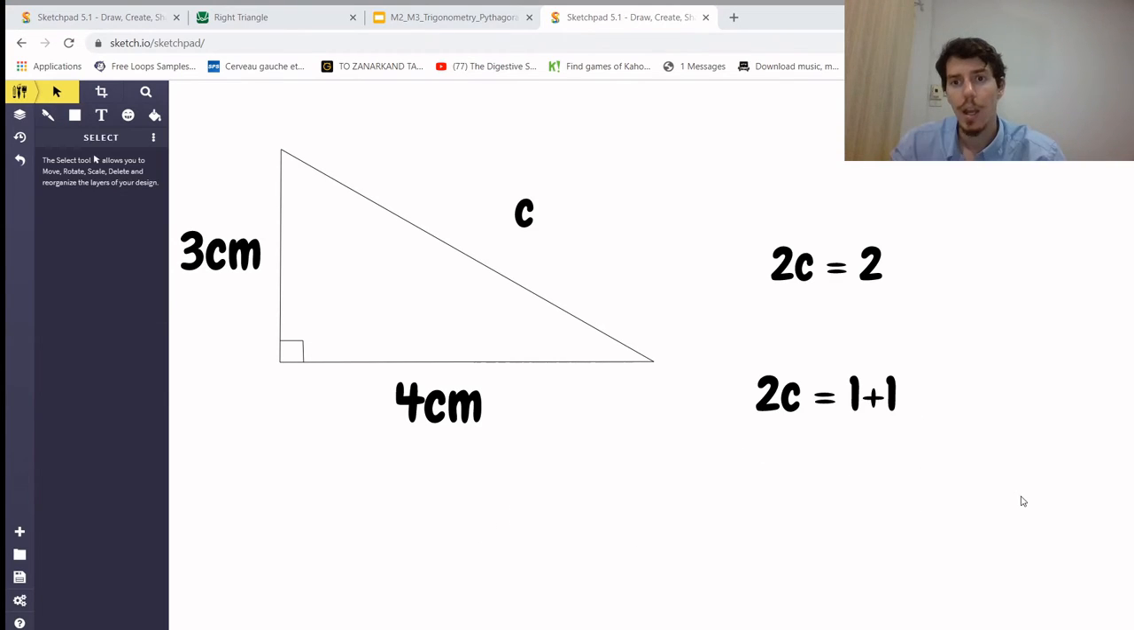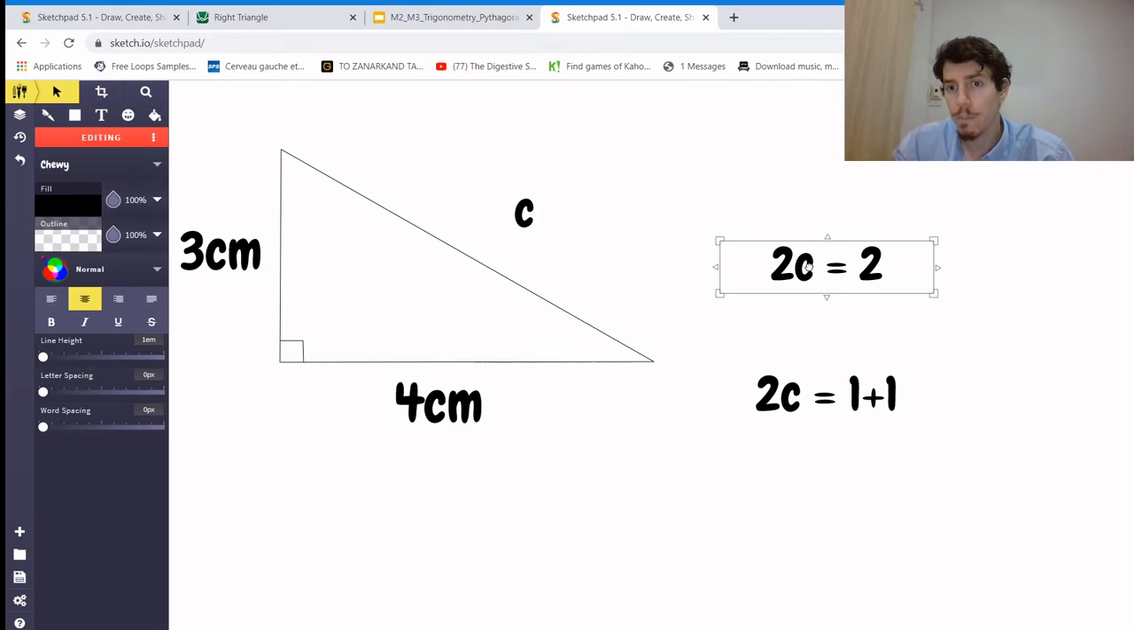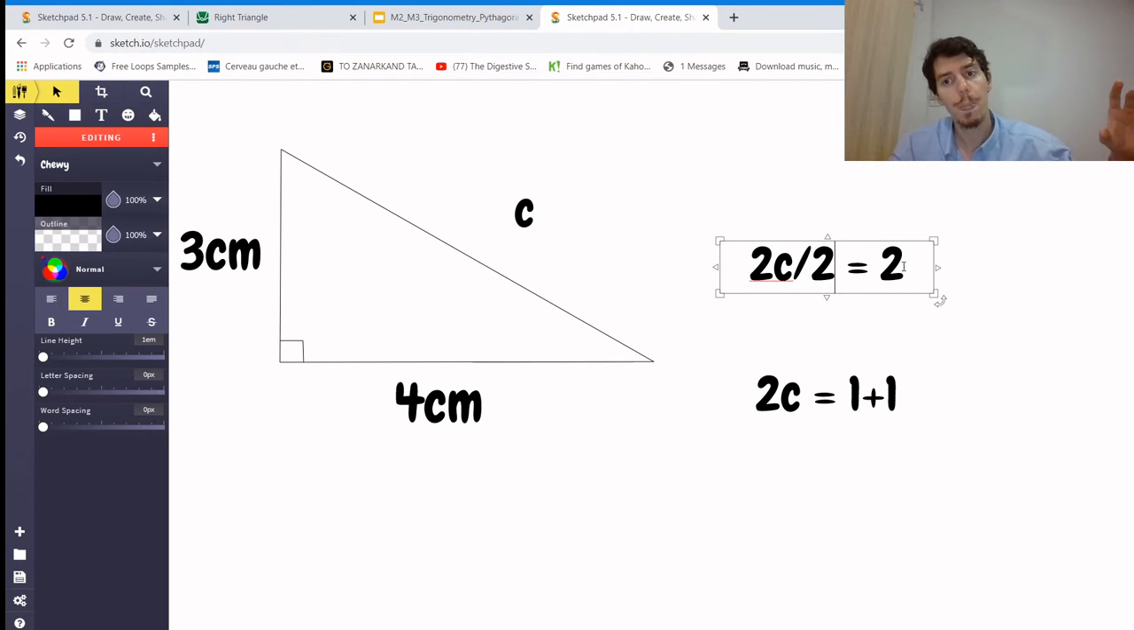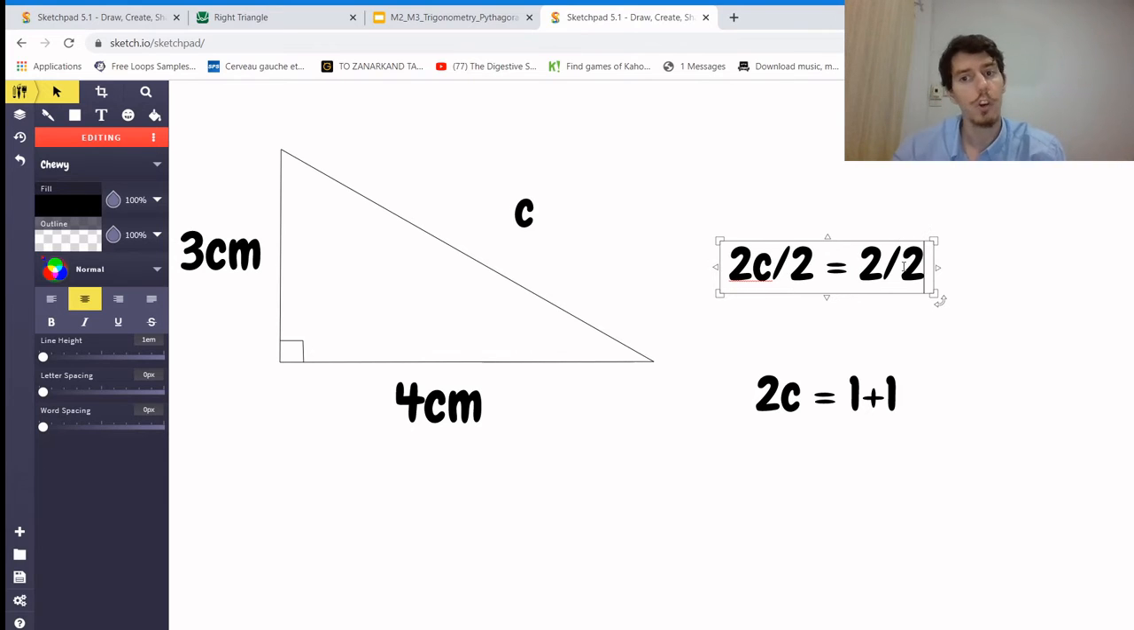And why we have to do it like this with the square root is the same as these equations here. I write 2c equals 2, and now I write 2c equals 1 plus 1. 1 plus 1 is 2, so I write the same thing. You know, 2c is like 2 times c. I don't want 2 times c, I want only 1c. So you know that I have to divide by 2. I divide by 2 on the left, I have to divide by 2 on the right. When we do this, we find that c equals 2 divided by 2 equals 1.